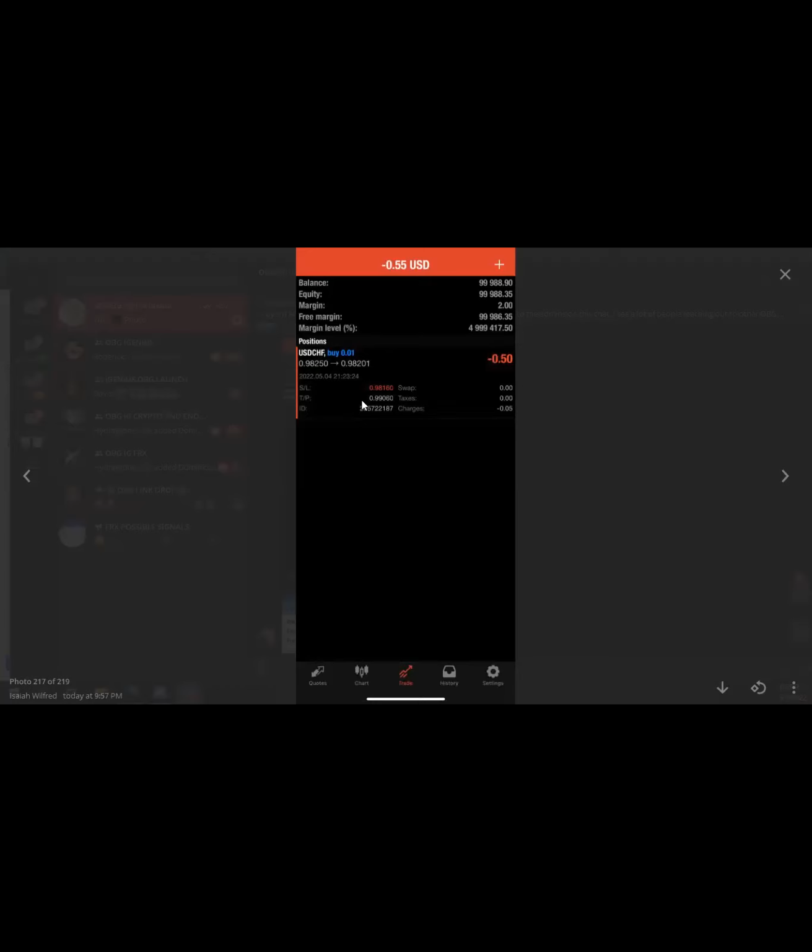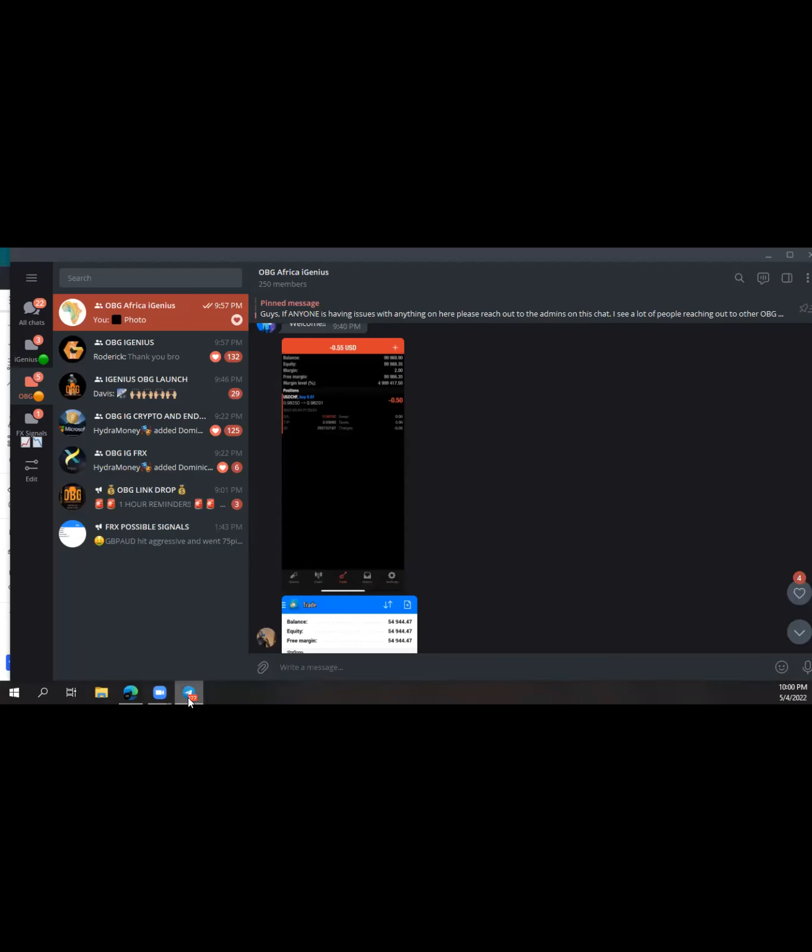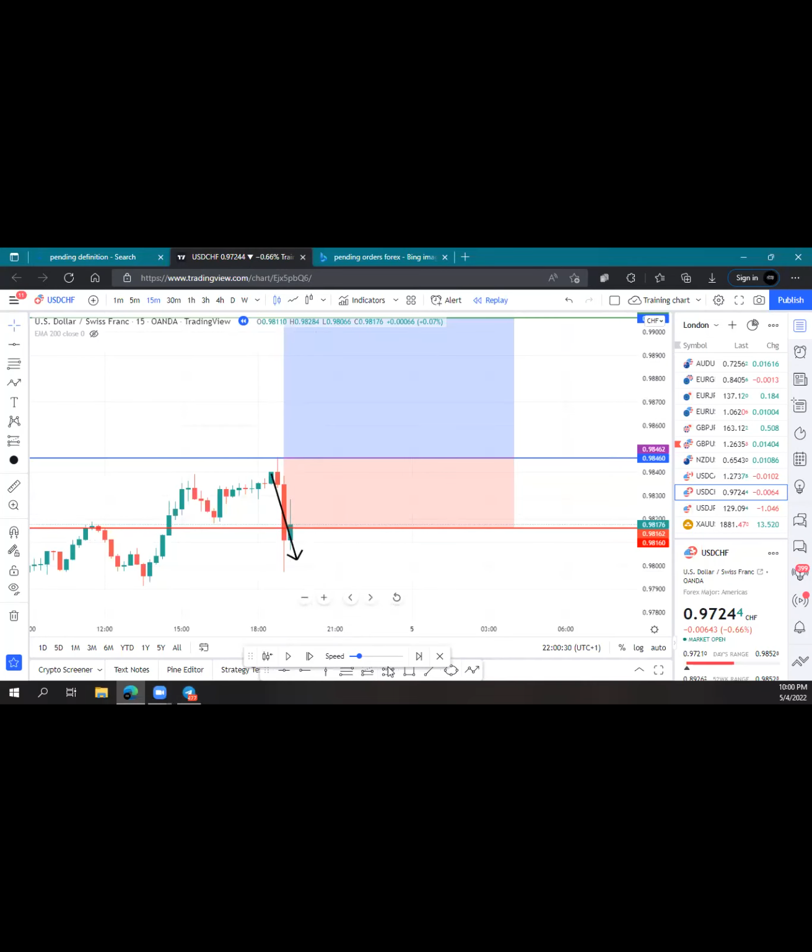We are the ones being careless with our money, and when we keep blowing accounts, we say, oh, Forex is hard, but you can't simply follow instructions. 0.98460 is where you're supposed to buy from, but you're entering from 250, and you're already in loss. Now imagine you didn't have a stop loss on this trade. Guess what would have happened?